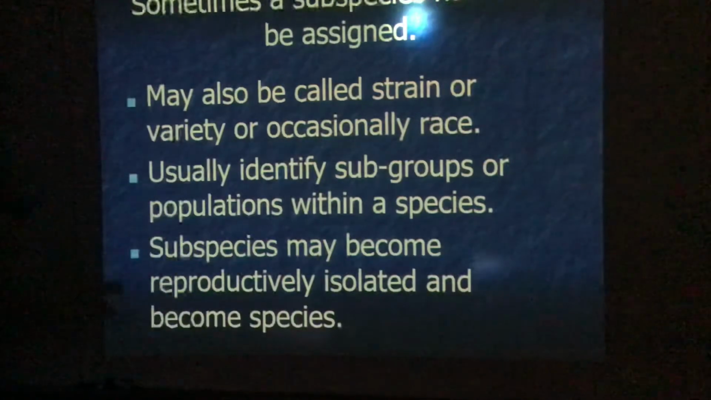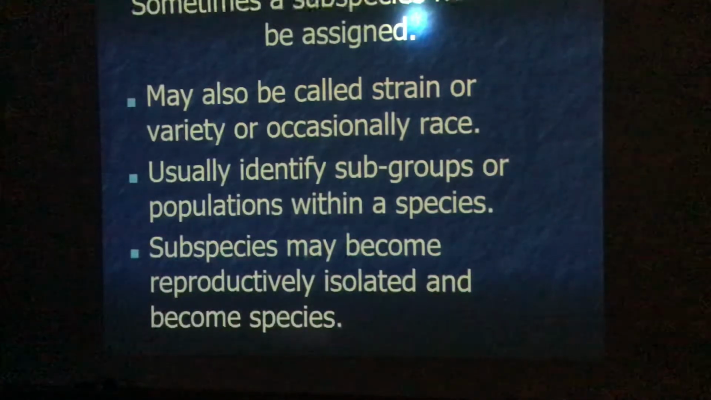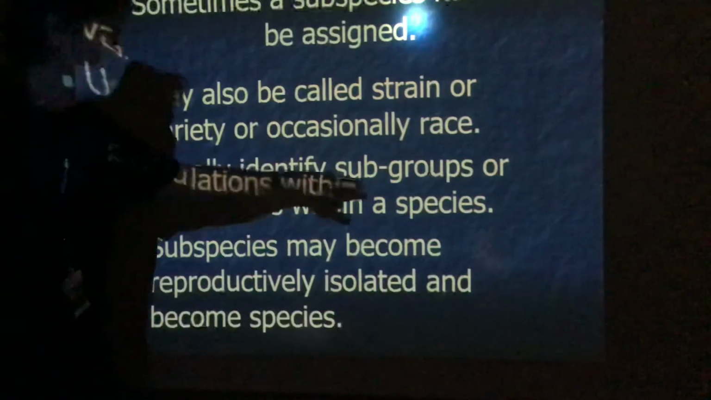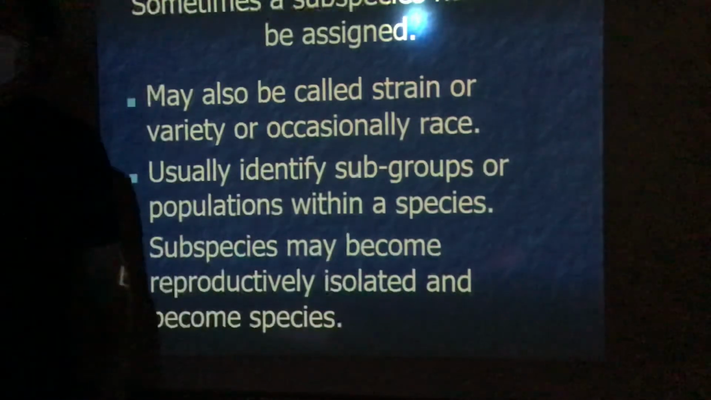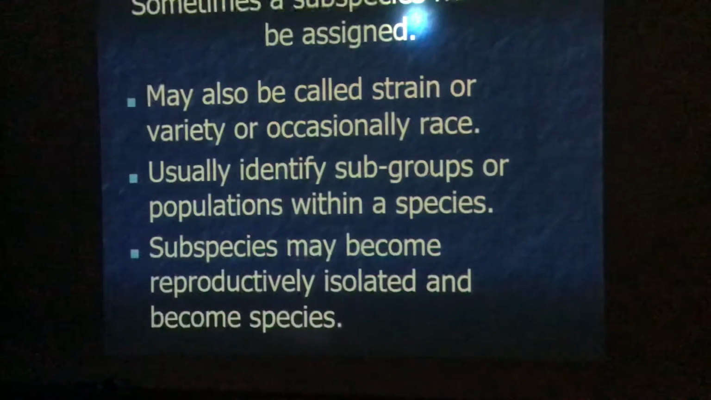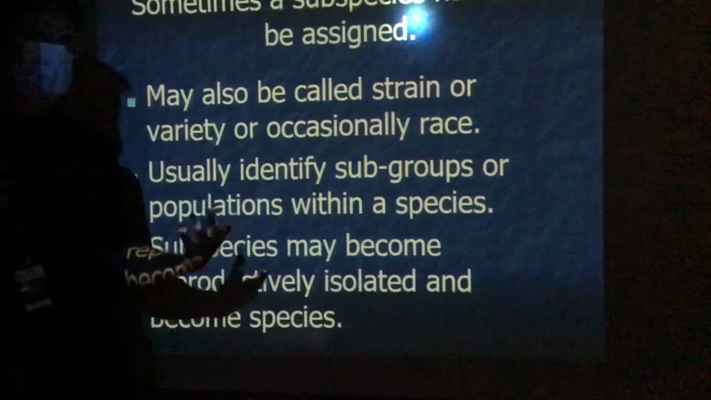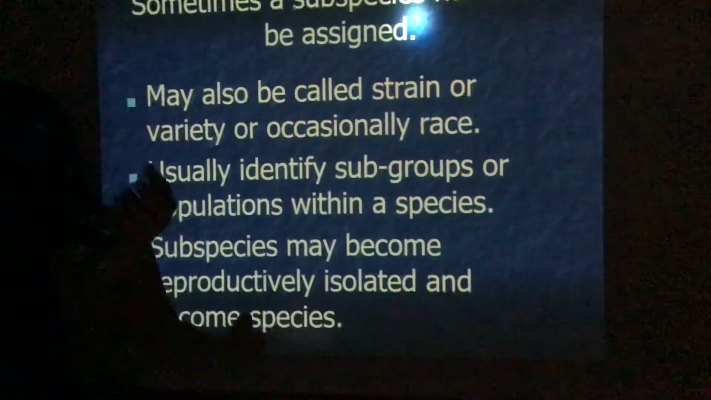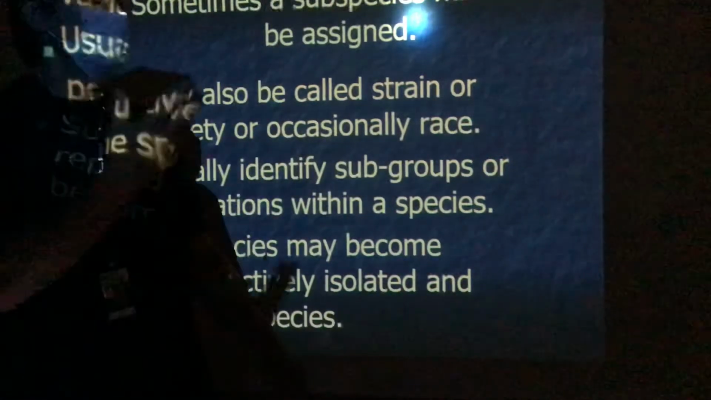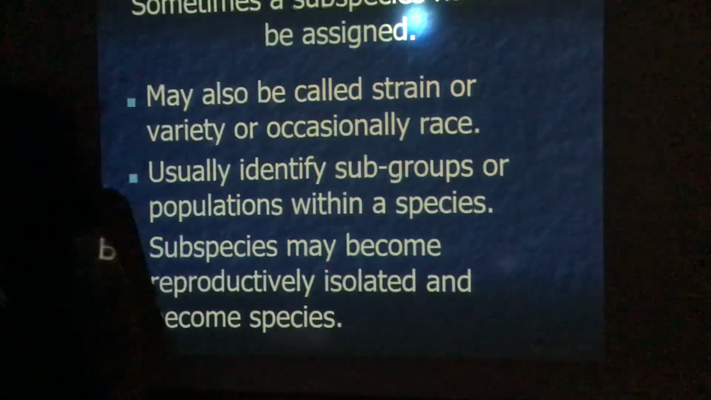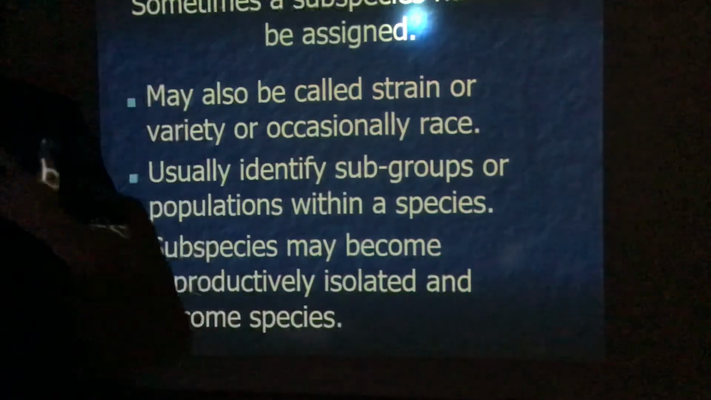So that's where the term subspecies came from. Usually it's identified as a subgroup or population within that species. A good example: one time I had to do a field study, all on paper. I didn't have to go out and track up and down from northern Texas, Oklahoma to southern Missouri, but I had to do my research in college about a certain field mouse.